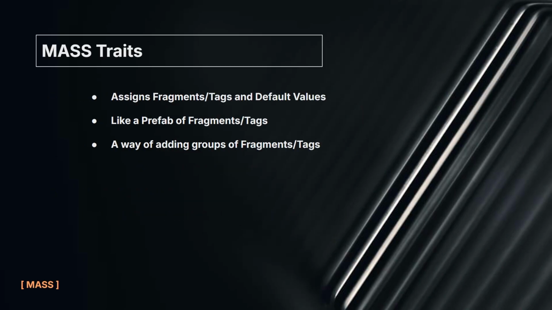All right, so some other terminology that is going to come up is mass traits. So traits, pretty simple. They're just groups of fragments or tags, almost like a blueprint. Like if you're going to create a blueprint of a character, you can create a pre-configuration of fragments and tags to assign to an entity. You can add a trait, and then you can add individual fragments as well. It's not fixed or anything like that, but that's just a way of assigning many fragments or tags at the same time. And that's a pre-configuration thing, it's not a runtime thing.